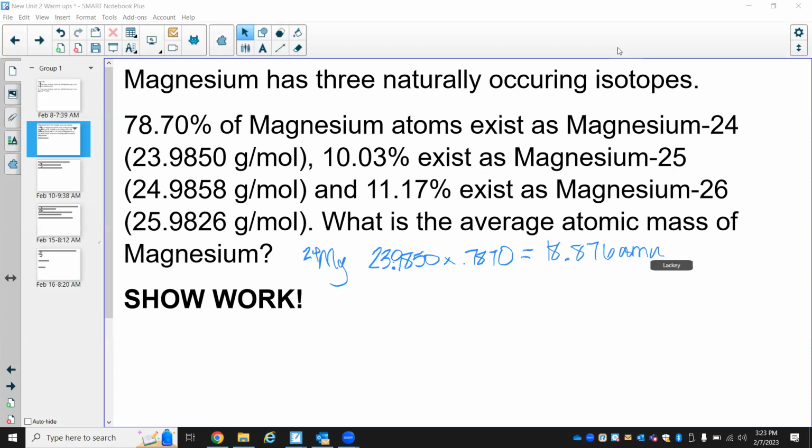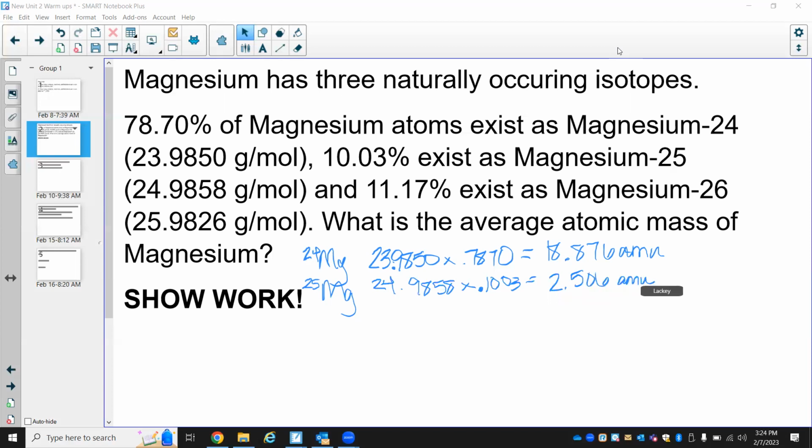For the next isotope, we have 10.03% exist as magnesium 25, which has a mass of 24.9858. So yet again, we do the mass times the percentage changed into a decimal. So make sure we move it 2 places. So that'd be 0.1003. That isotope is going to have a relative mass of 2.506 AMUs.